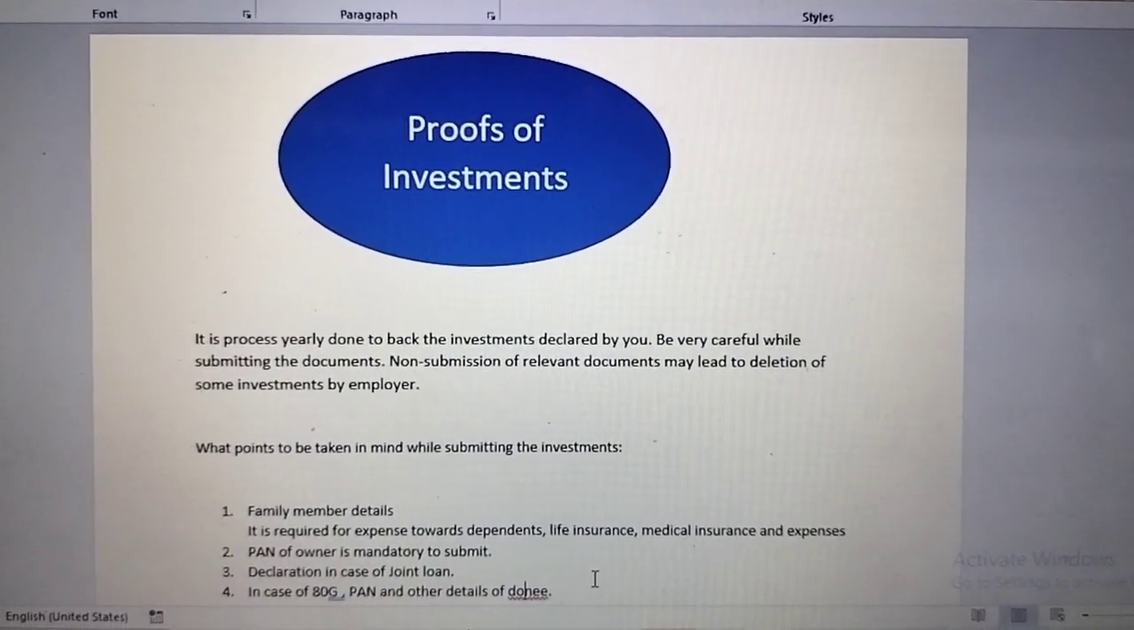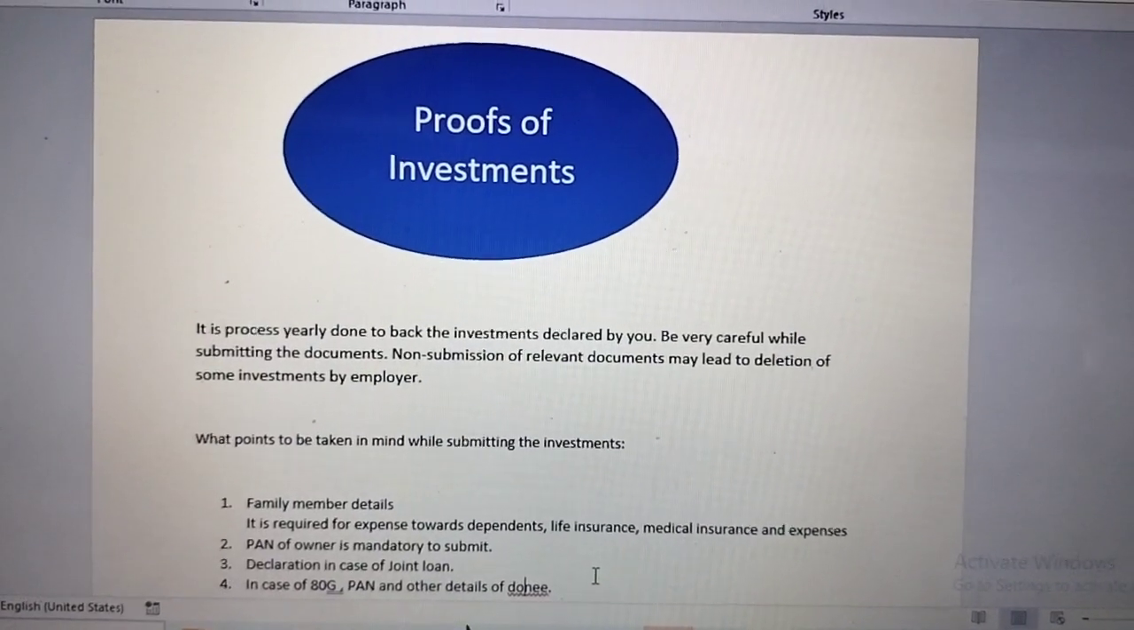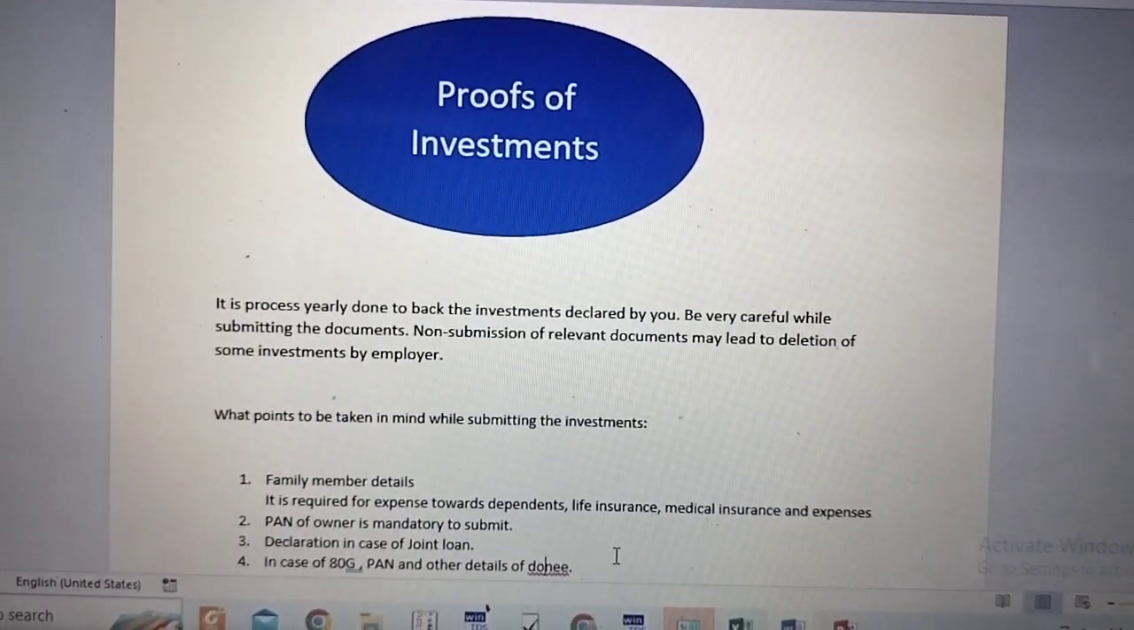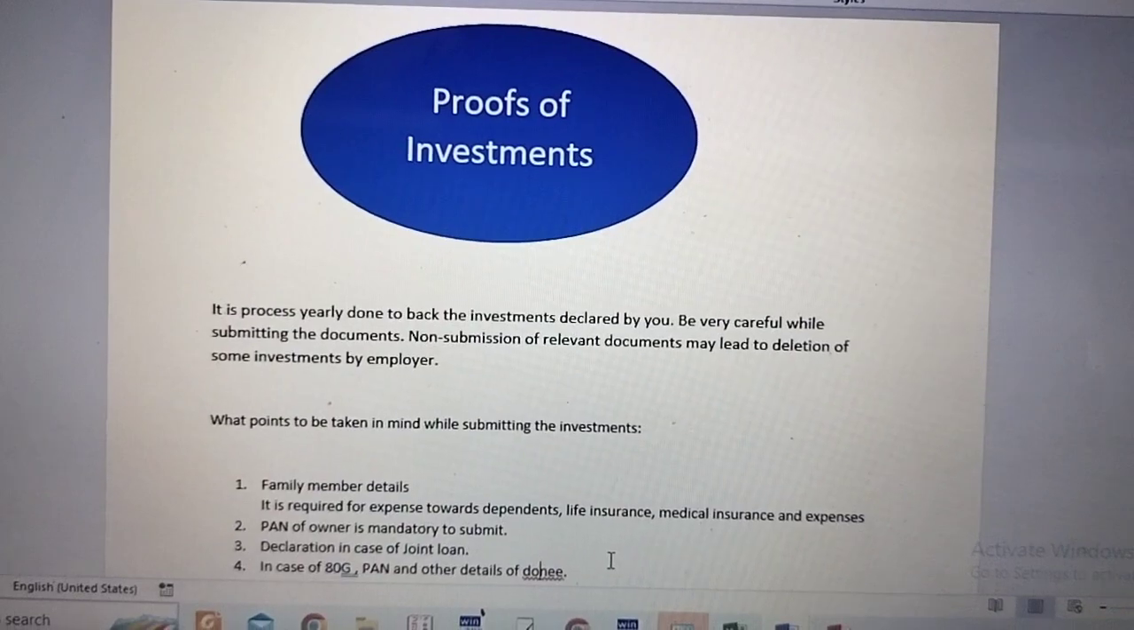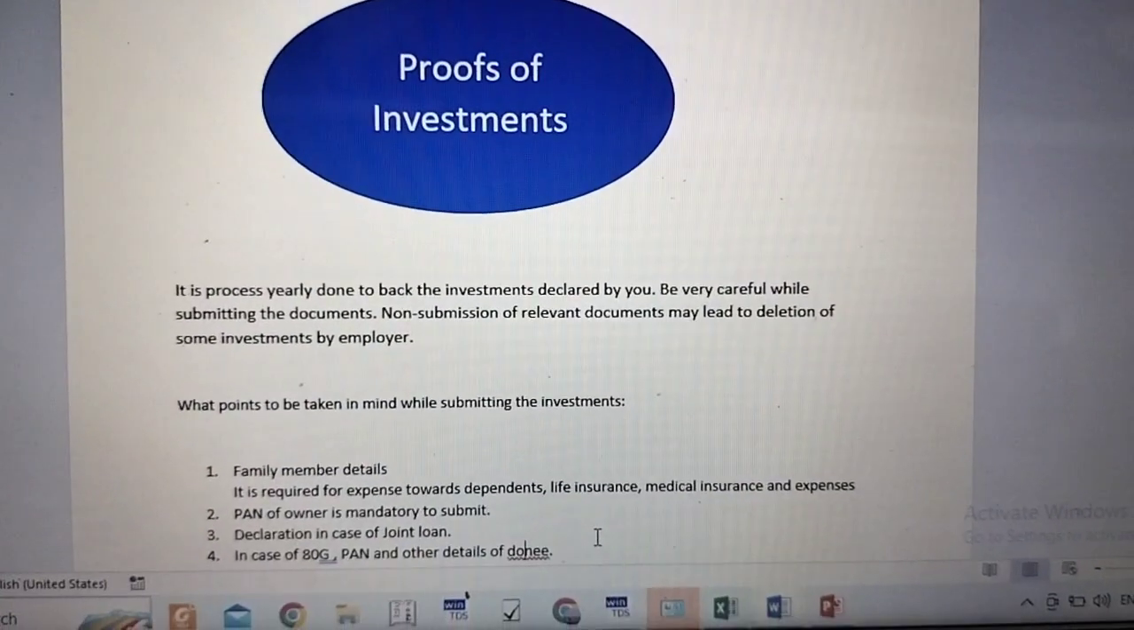So these are the basic things which as per my experience I have shared. You can add your own points and then submit the documents.